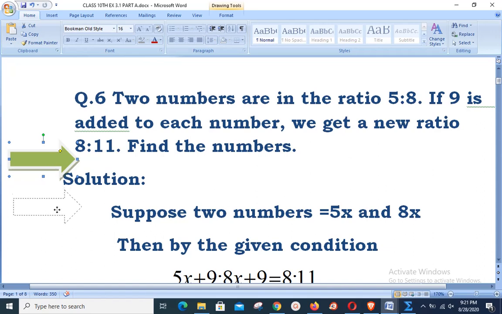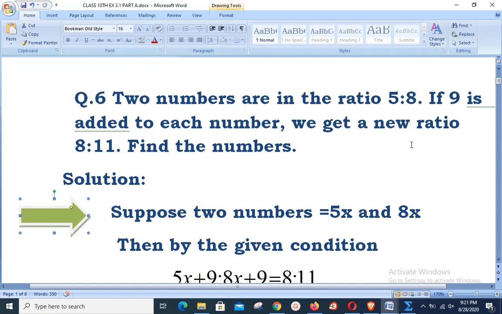We start the solution with the thing we have to calculate. We suppose that the two numbers are 5x and 8x. How? Very interesting. You are given the condition that the numbers are in the ratio 5:8. So simply consider the first number 5x and the second number 8x. You have already done the definition of ratio, that a ratio b can also be written as a over b.